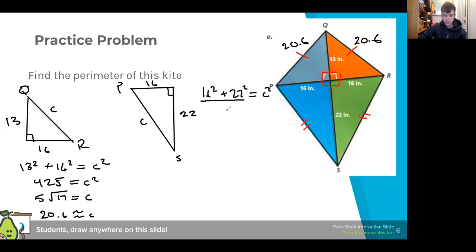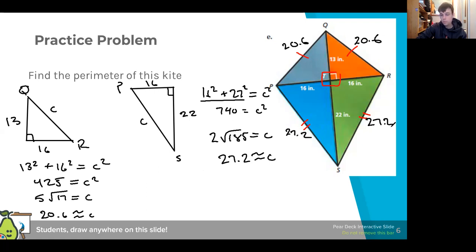Using my calculator here, I get 740. And then square root that. I get 2 square root 185. Or as a decimal, again, to make this a little easier, we're going to call that 27.2. So that's 27.2 and 27.2.